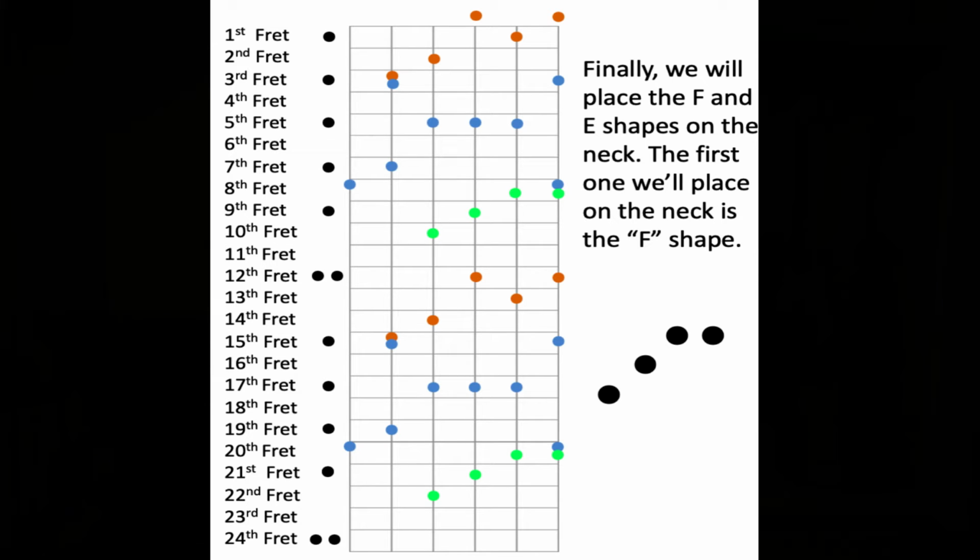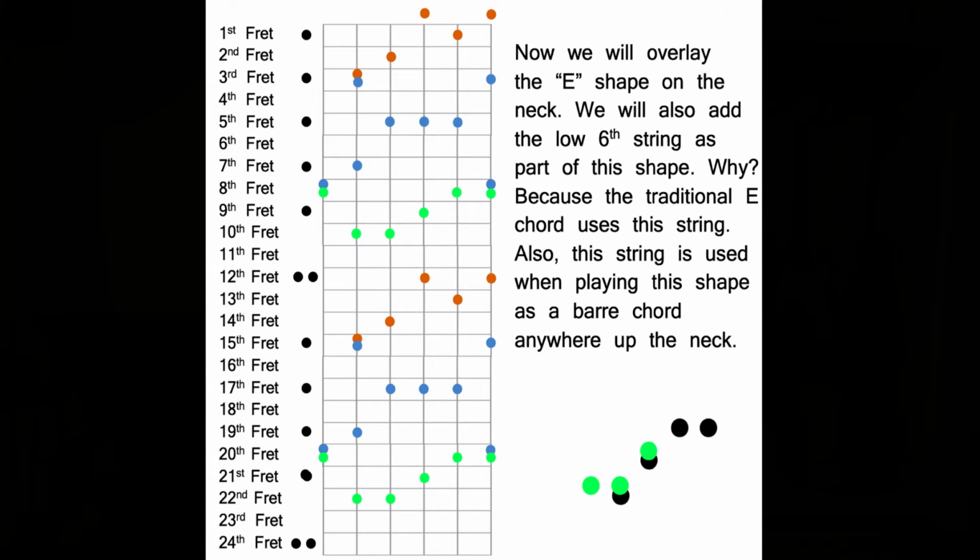And then lastly, as we go to the last slide here, we're going to overlay the E shape. We're also going to look at the 8th fret on the 6th string and the 20th fret. You can see how there's another dot there. We're doing this because this is a traditional bar chord shape. And again, it connects us not only on the 6th string, but the 1st string to the G shape. Again, so I have connection points, all right?